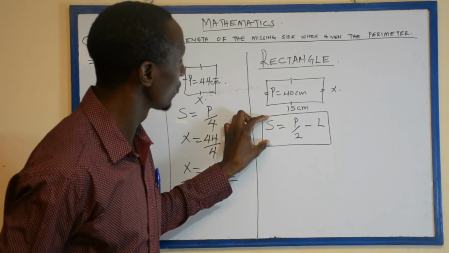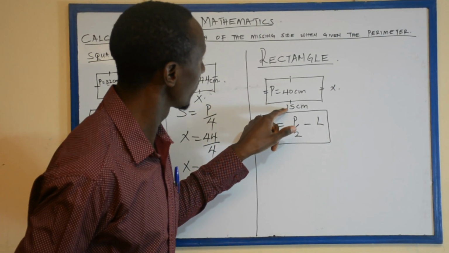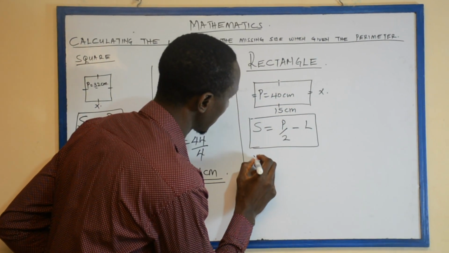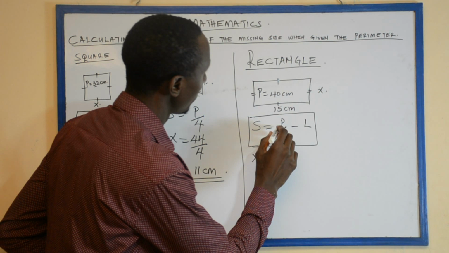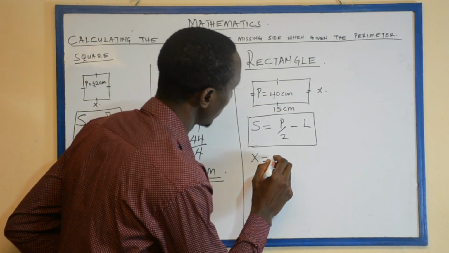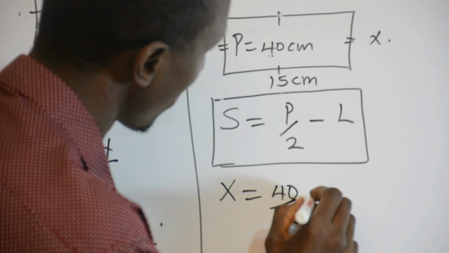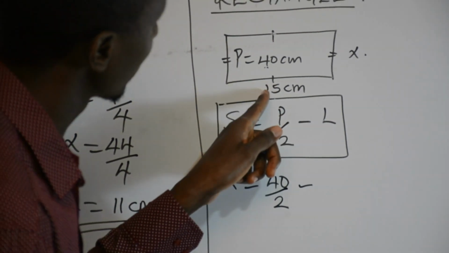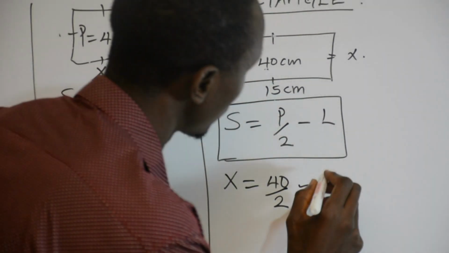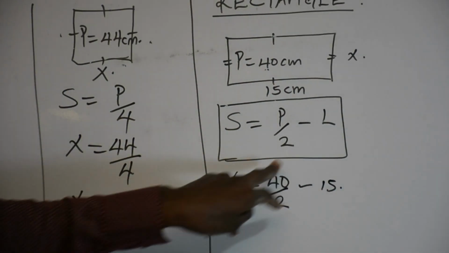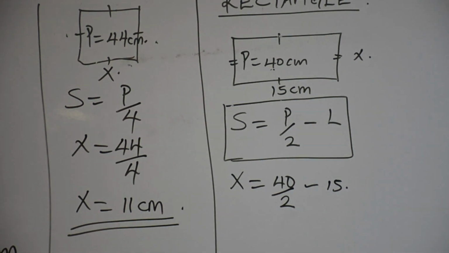So let us feed the figures in this formula. The side that we want is this x. X is equal to perimeter, which has been given here as 40, divided by 2 minus length. Length has also been given here, which is 15. Okay? Now we solve this equation and get the value of x.